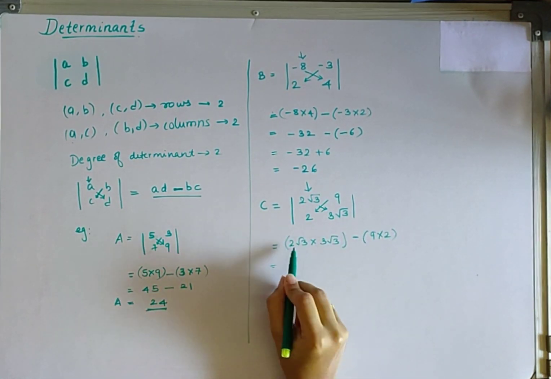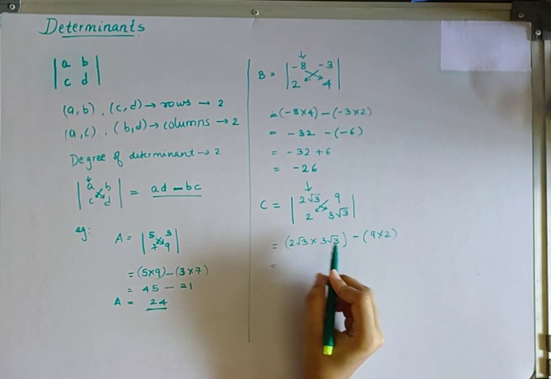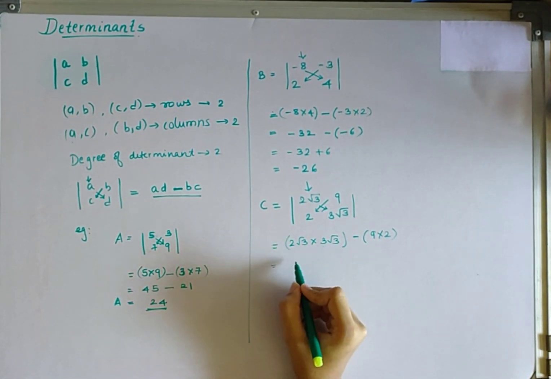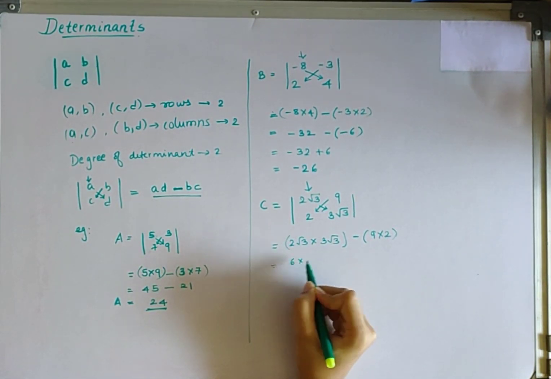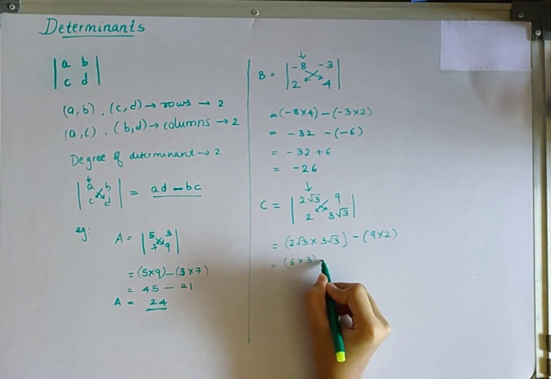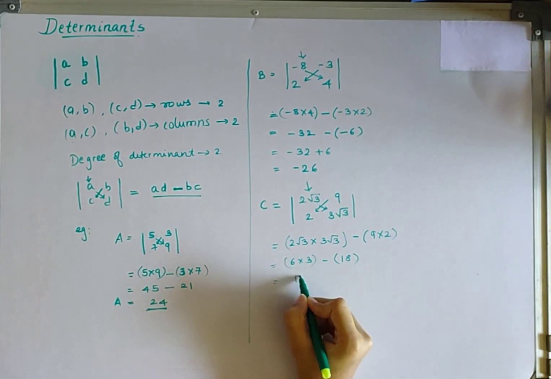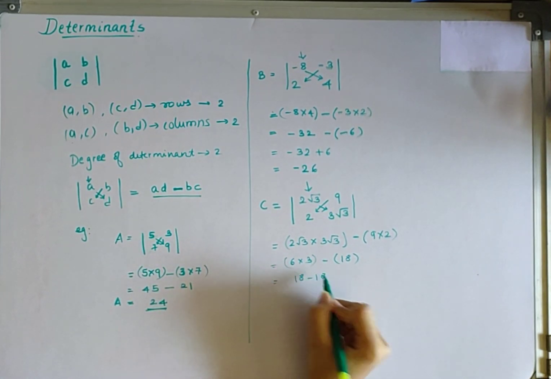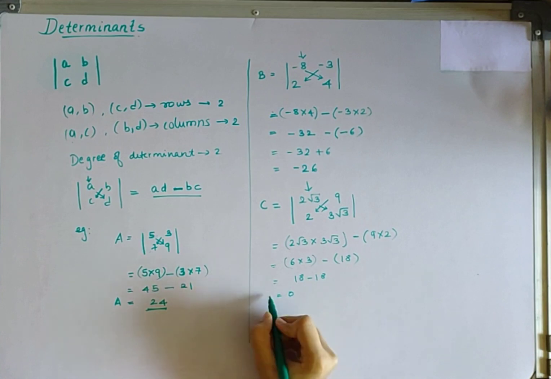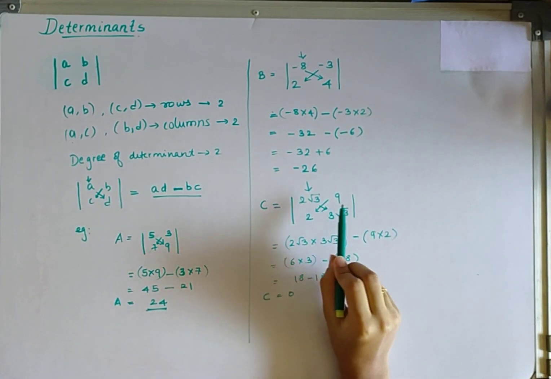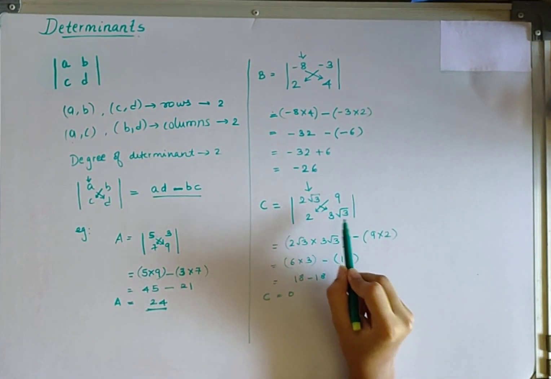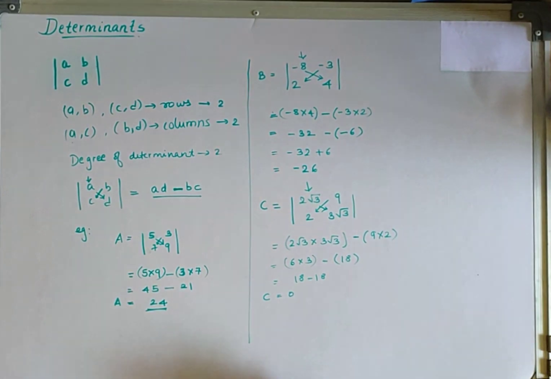What is it? 2 root 3 into 3 root 3. That is 2 into 3, 6. 6 into root 3 into root 3, 3. So 6 into 3 is 18, minus 18. That is what? 6 3s are 18, minus 18. So the value of my determinant 2 root 3, 9, 2 and 3 root 3 is 0. So this is how you solve a determinant.